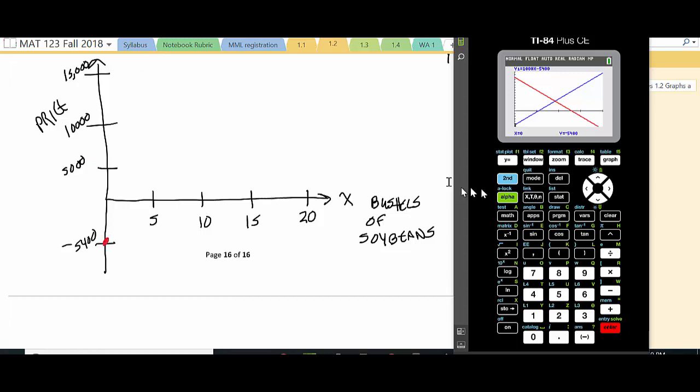And then what I would do is trace out at 20. One thing I want you to see is I'm working on this equation that's in blue, so it's tracing that. If I type trace 20, that'll give me a second point. Let's just estimate that. That will be 20 and 14,600. It doesn't have to be perfect, but I do like you to label that as 20 and 14,600.